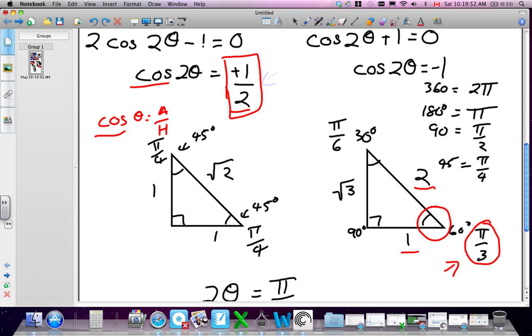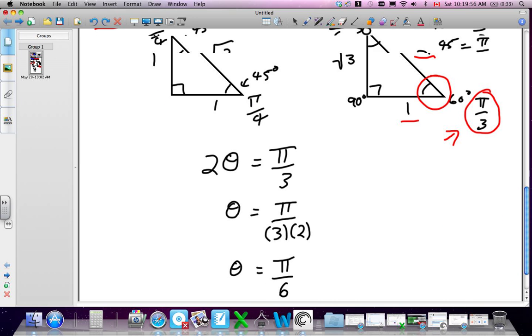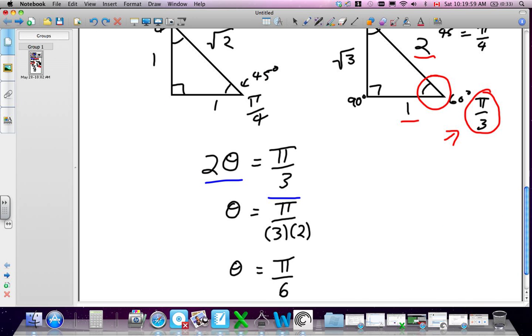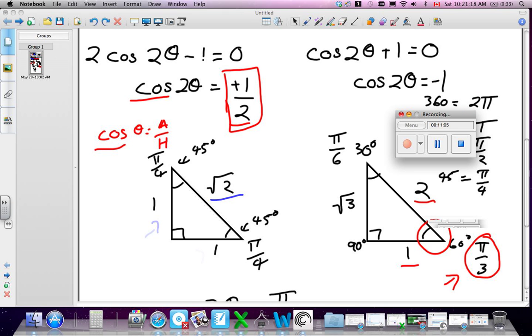And then the last step is I had to get rid of the 2 theta. So I know that 2 theta was equal to our pi over 3. We solve for that, and then all I have to do is solve for the theta there. Let's just quickly go over that.